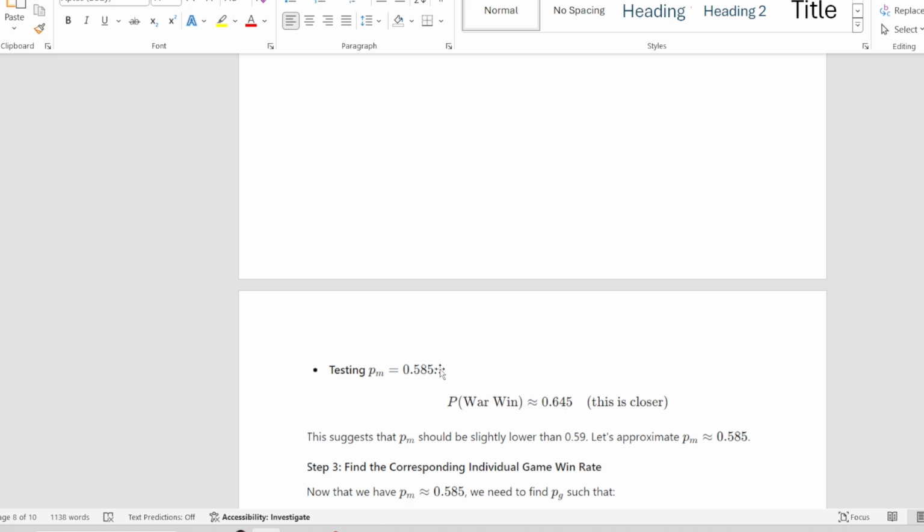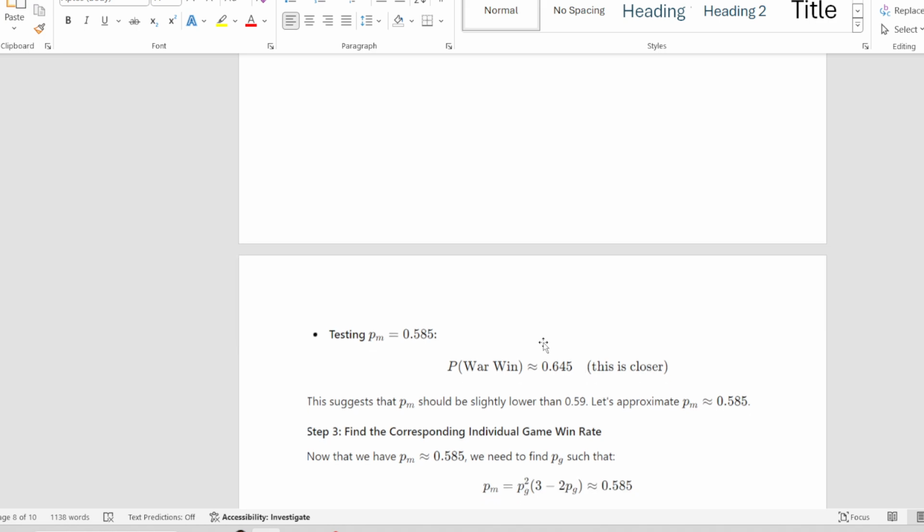What that essentially means is your match win rate needs to be about 58.5% to get a war win rate of about 65%. So you don't need to win 65% of your matches to have a 65% war win rate. You only need to win 58% of your matches to get a 65% war win rate, which is pretty interesting, I think. So 58, 59%. See how that translates and flows up to the individual wars.